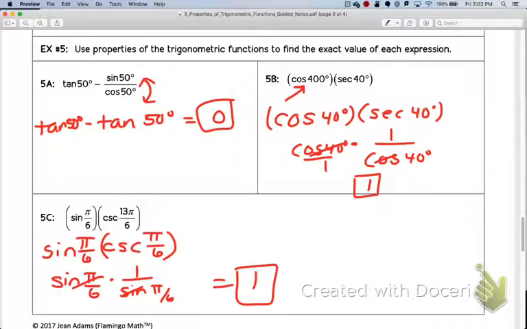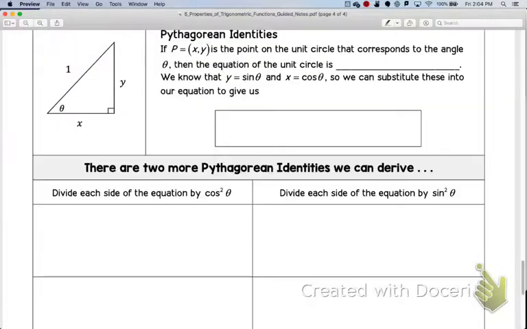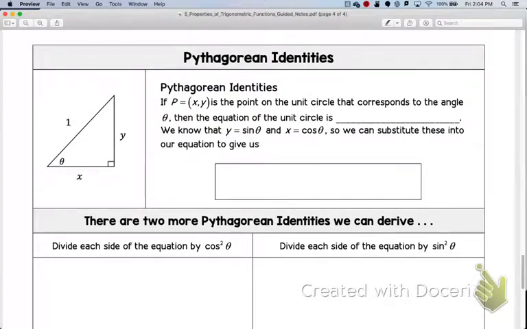Okay. All right, so we did our reciprocal properties, we did our quotient properties. Now we're going to get into the Pythagorean theorem identities. I guess I should be saying identities, not properties.